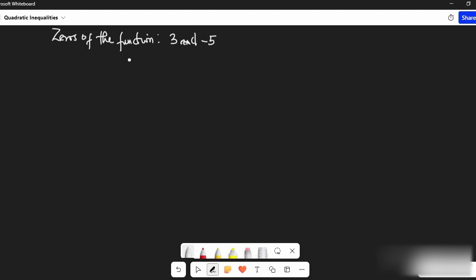So let's draw the number line. Since we're only concerned with 3 and minus 5, we only need to show 3 and minus 5 on the number line. And if you like, you might show 0 to just illustrate the distinction between the positive and the negative sides of the number line. And remember, we're to find the range of values of x for which x squared plus 2x minus 15 is less than or equal to 0, or x minus 3 into x plus 5 is less than or equal to 0.